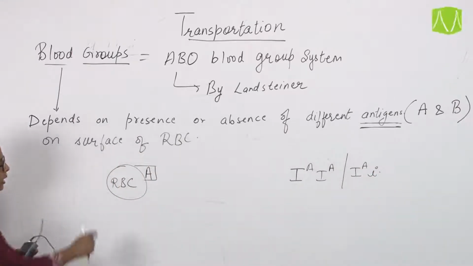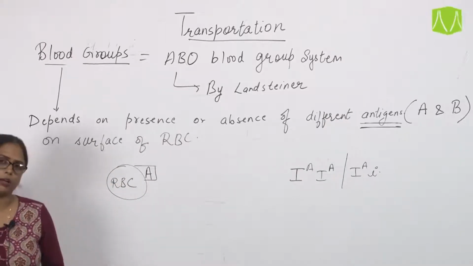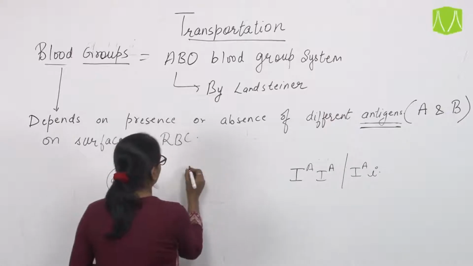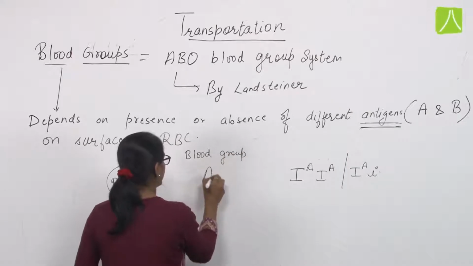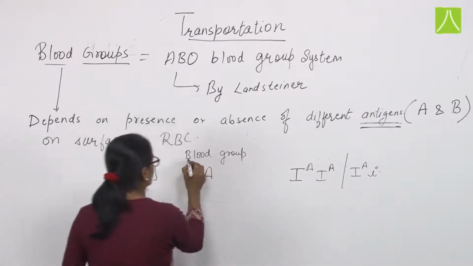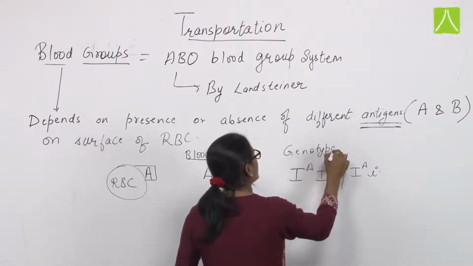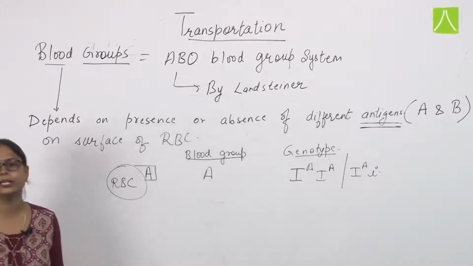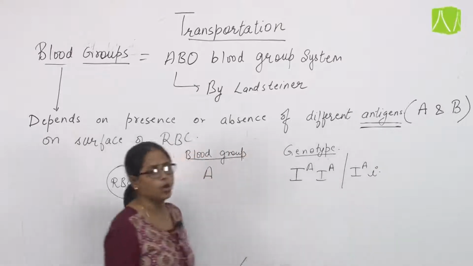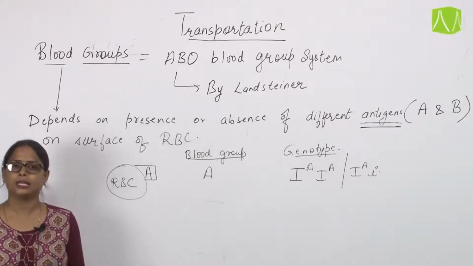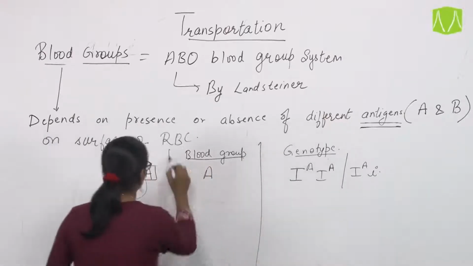Fine. Then if the RBC surface has the A antigen on it, we consider the blood group as A blood group. Here I am writing about their genotype. What is genotype? We will discuss this term in the genetics chapter also. But here I can explain that it is the symbolic representation of any protein or any information of a character present on the gene. So this is genotype, this is blood group.